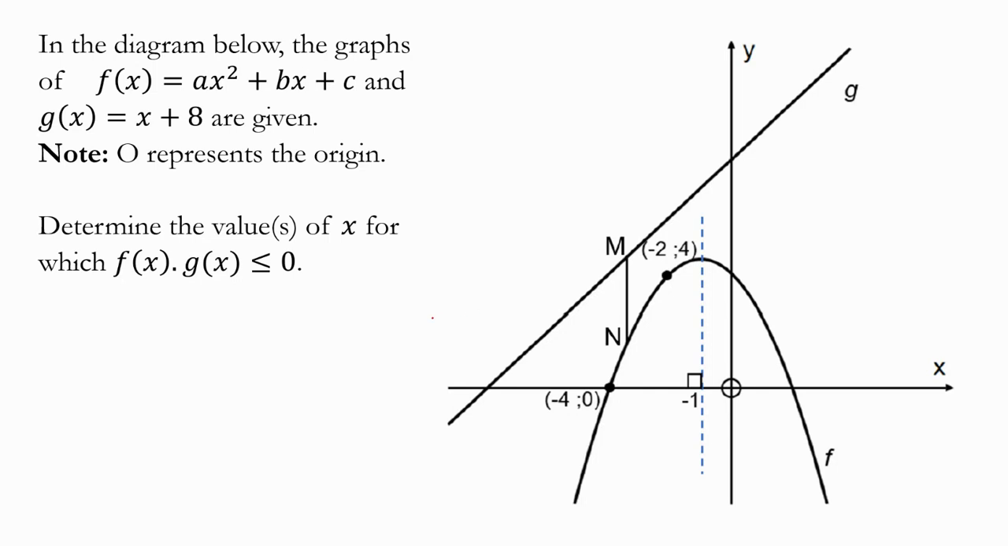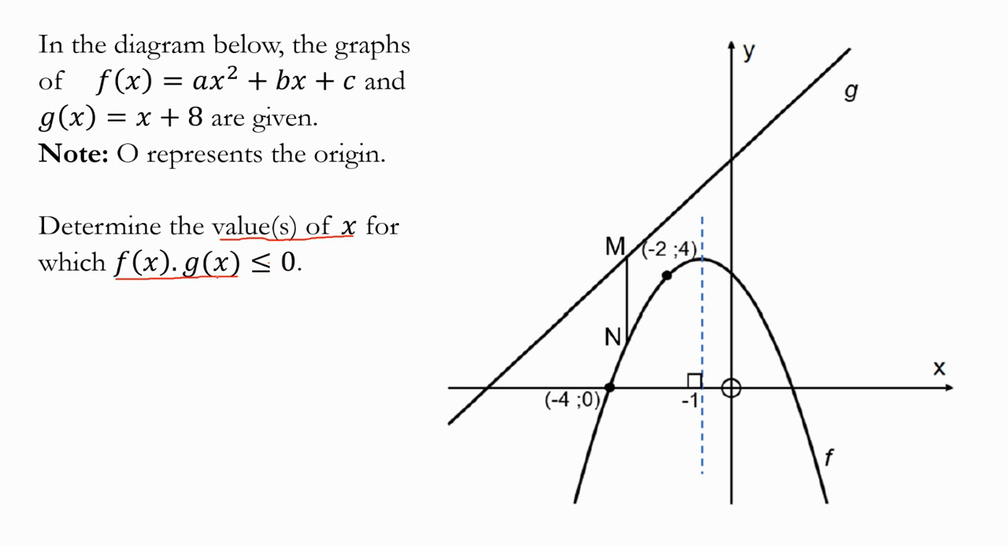Let's do question 9c. Determine the values of x for which f of x times g of x is less than or equal to 0.